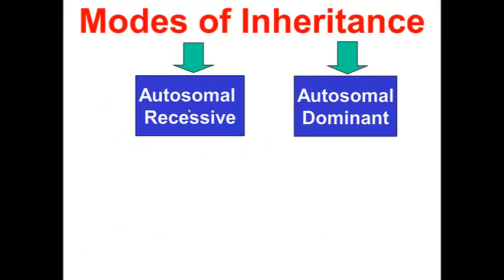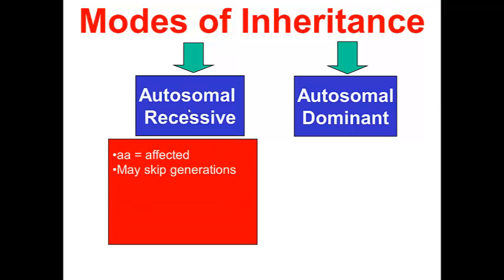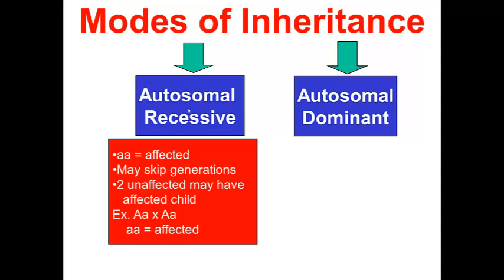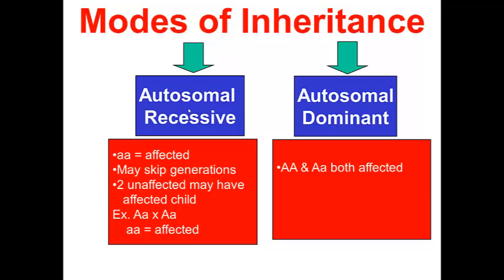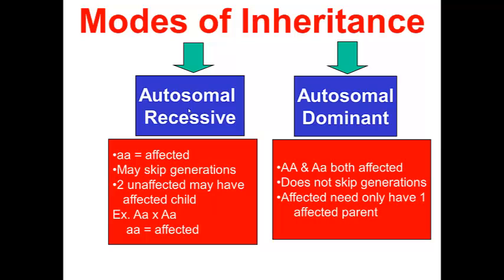Autosomal recessive and autosomal dominant are two forms of inheritance. Autosomal recessive: aa is affected, and it may skip generations. Two unaffected individuals may have an affected child because they are carriers, so they could be heterozygous for the affected allele. Autosomal dominant: in this case, both the homozygous dominant and the heterozygote are affected. It does not skip generations. You only need to have one affected allele to be affected by the disease.